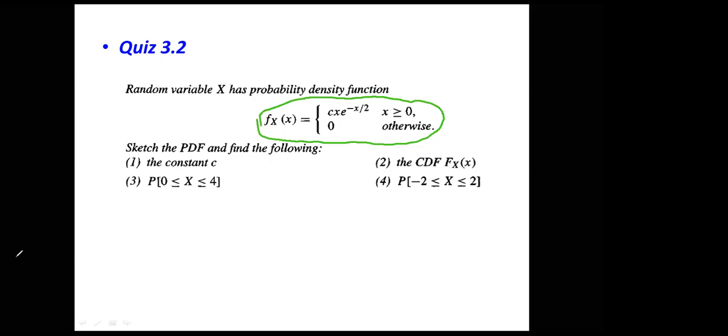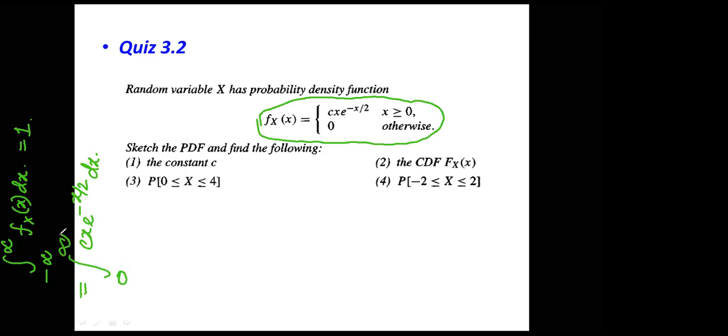So using the known formula, the integration from minus infinity to plus infinity of f_X(x) dx will equal 1. Using c x e to the power minus x by 2 dx, we can reduce the limit from minus infinity to 0 and then to plus infinity. Then we can take c out and integrate from 0 to infinity x e to the power minus x by 2 dx.